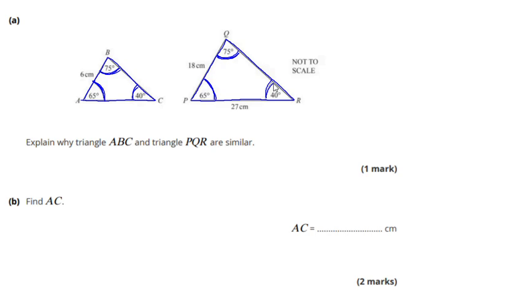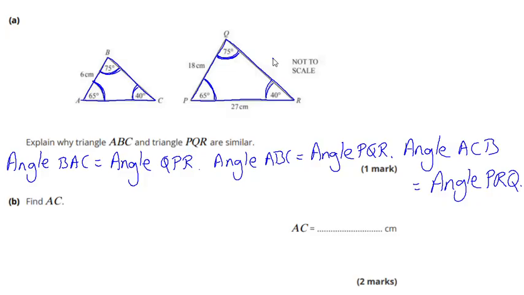So explain why triangle ABC and triangle PQR are similar. Well, we might need to write something like this. So I'm just pointing out that the angles in the same place are the same. Angle BAC equals angle QPR, angle ABC equals angle PQR, angle ACB equals angle PRQ.